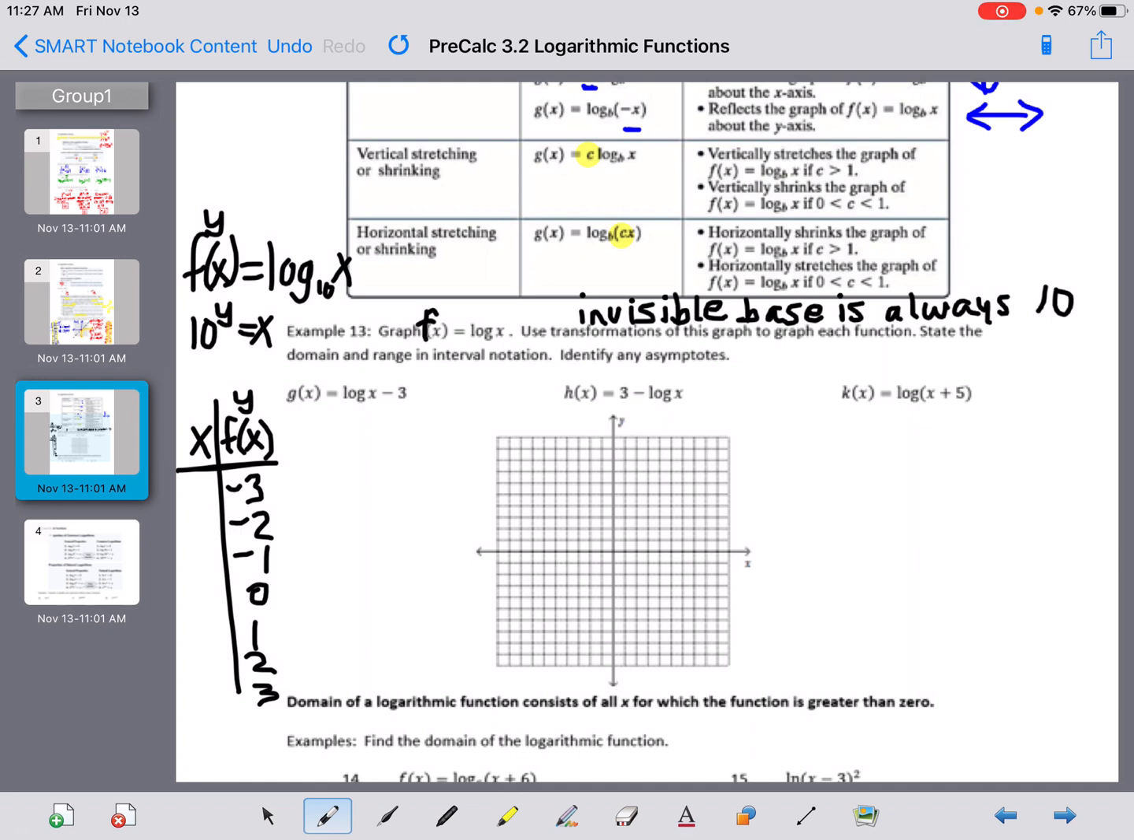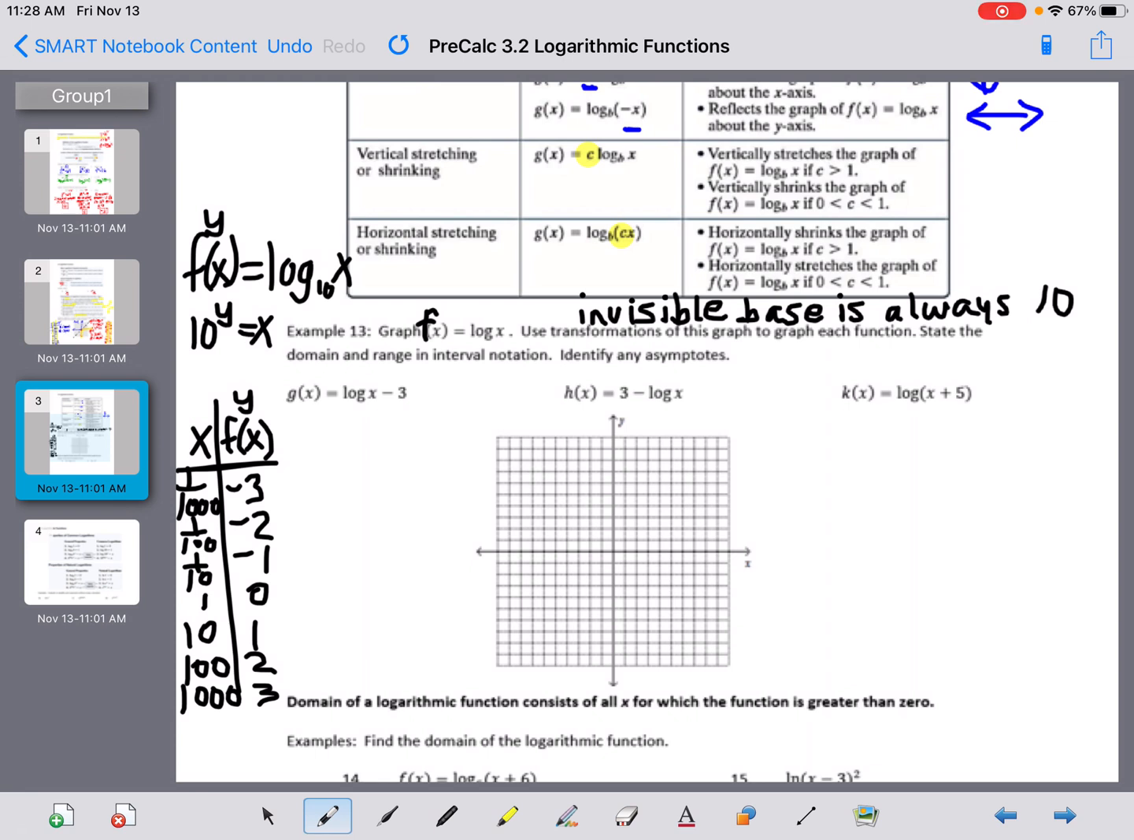So 10 to the -3rd power is 1 over 10 to the 3rd power, which would be 1 over 1,000. 10 to the -2nd power is 1 over 10 to the 2nd, that's 1 over 100. 10 to the -1st is 1 over 10. 10 to the 0 is 1. 10 to the 1st is 10. 10 to the 2nd is 100. 10 to the 3rd is 1,000. Obviously I can't graph a lot of those points. They're not going to fit on my graph. But the key is we plug in for the y's and we solve for the x's, okay?